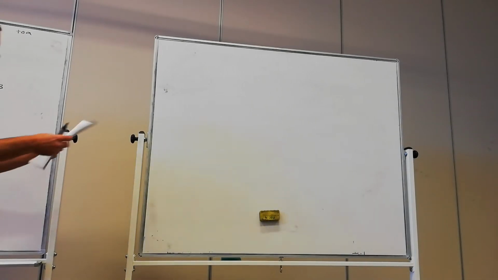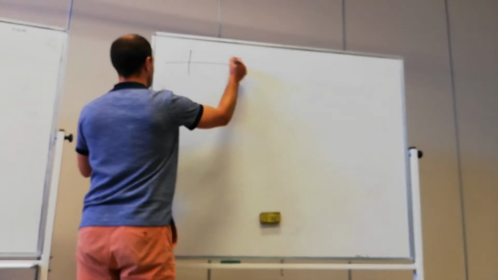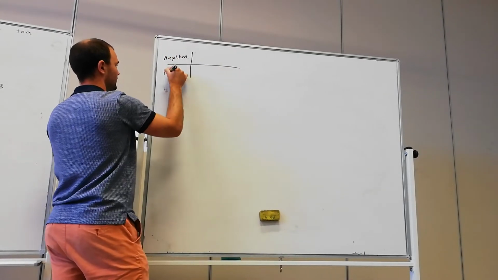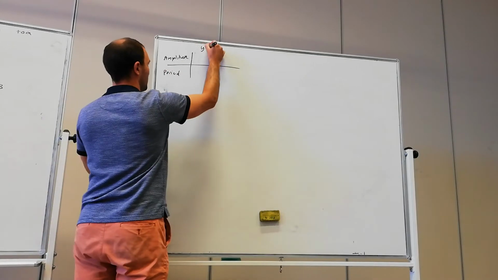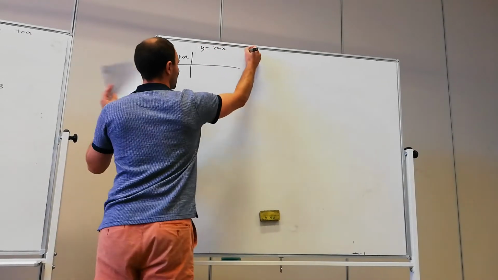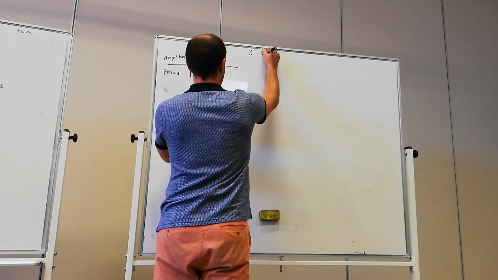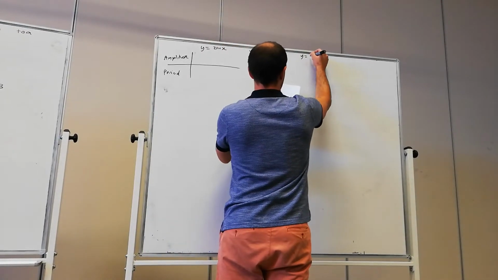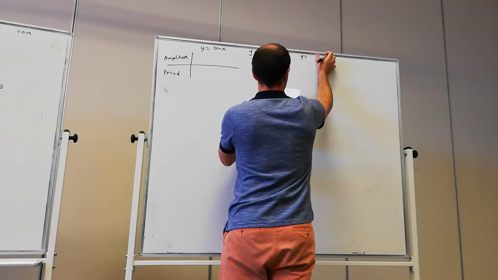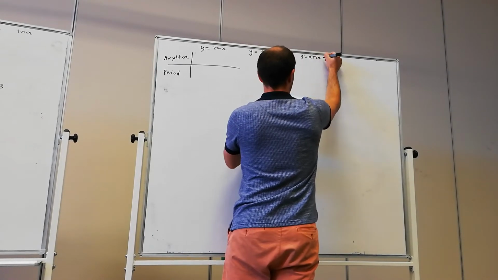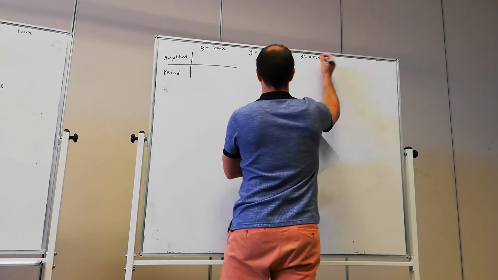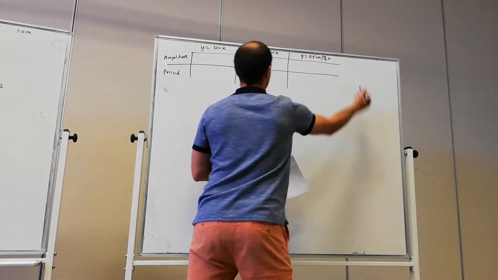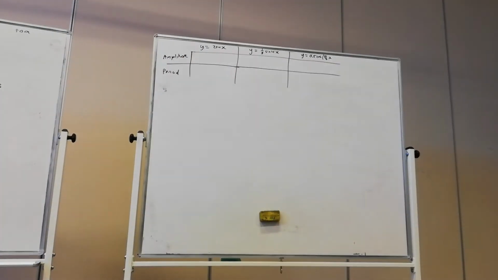So the first one, we've got this table here, and we've got amplitude and period, and we've got y equals 2 sine x. We've got y equals a third sine 4x, and we've got y equals 0.5 cos of pi on 3 x. Okay, so we've got 3 functions, and we need to input the amplitude and period into them.